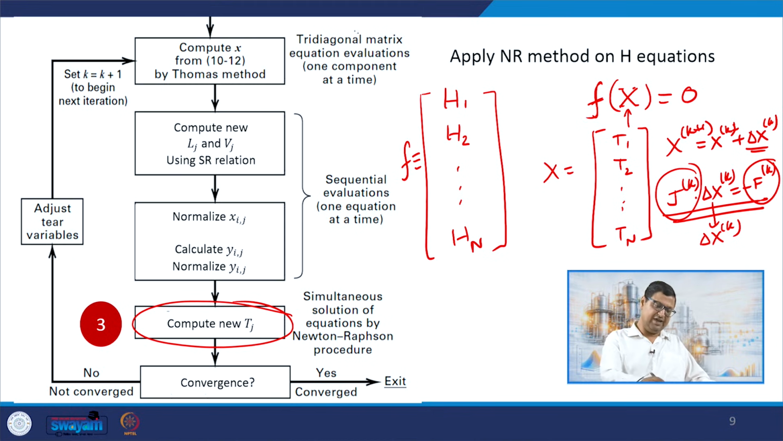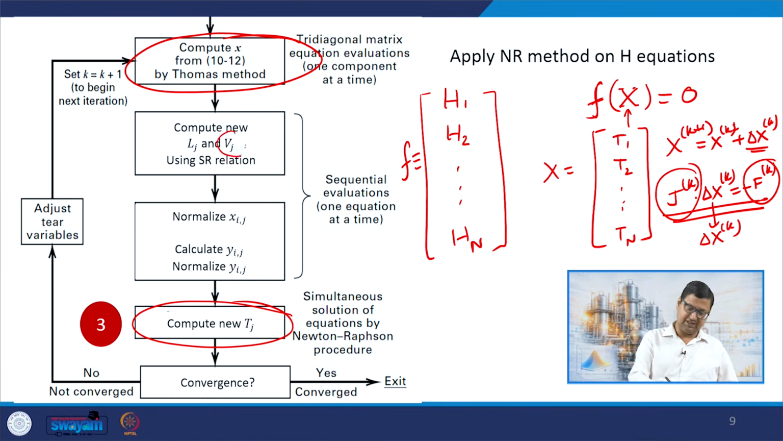So, we have a Thomas algorithm to compute the new values of x, and then I get the new value of the tier variables Vj and Tj, and then I do some normalization and I go back and do the same thing until it is converged, right, until the temperature values become constant and the vapor flow rates also become constant.